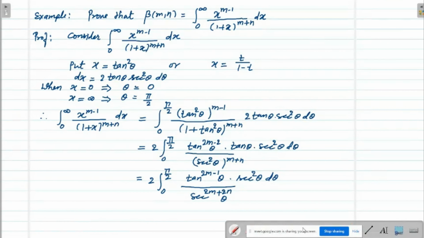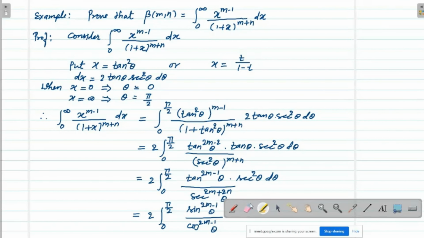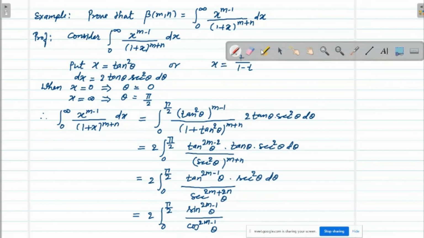Now what is sec square theta? We write it as 1 upon cos square theta, so this equals 2 times the integration of limit 0 to pi by 2, and tan theta, tan 2m minus 1 can be written as sin raised to 2m minus 1 theta by cos raised to 2m minus 1 theta. We can write like this. Yes or no? Yes, sir.